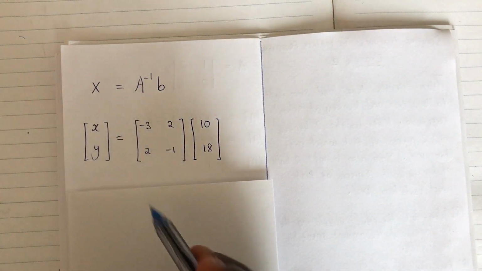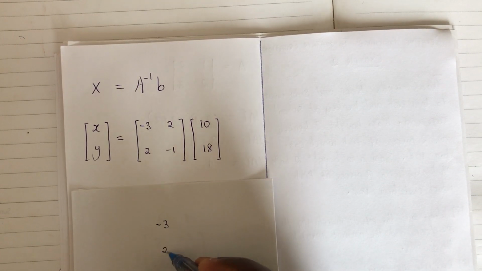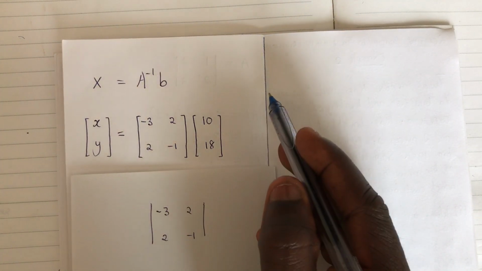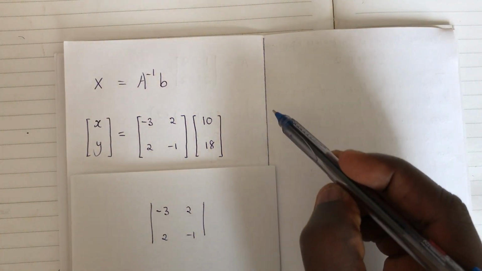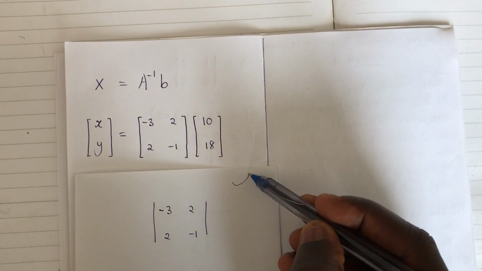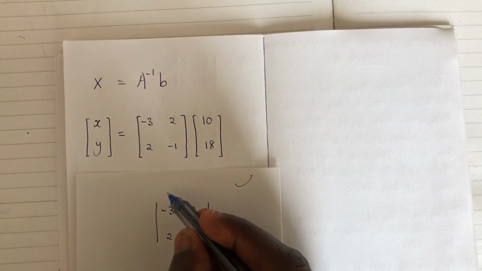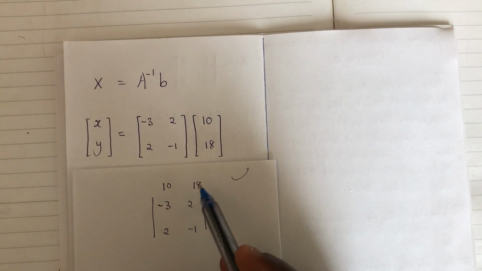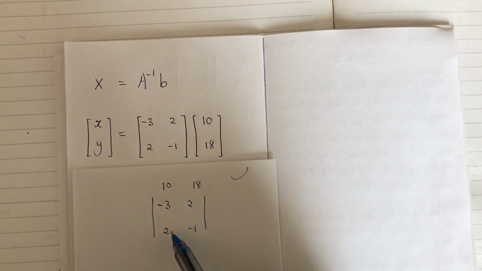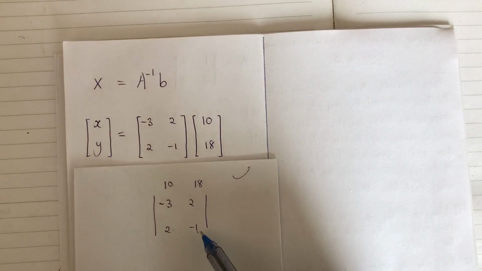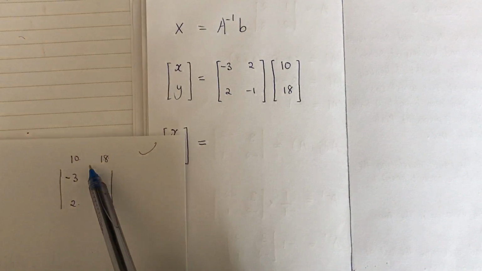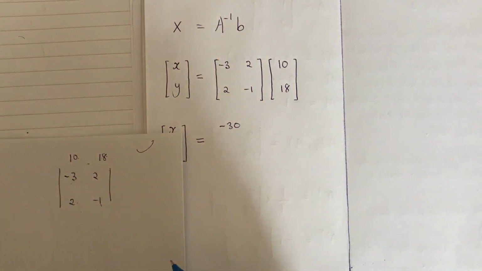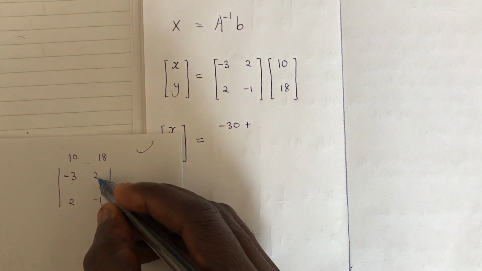And I said to multiply this, just write your matrix negative 3, 2, 2, negative 1 here. Then pick this one, turn it this way, move in this direction, 90 degrees anti-clockwise. So I will move like this. Then when I move like that, I'm having 10, 18. Now use 10 to multiply this plus 18 times this. When you finish, 10 times this plus 18 times the last value. So now we can multiply 10 times negative 3, which is negative 30, then plus 18 times 2.